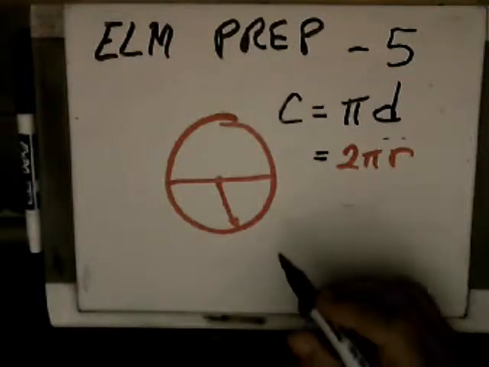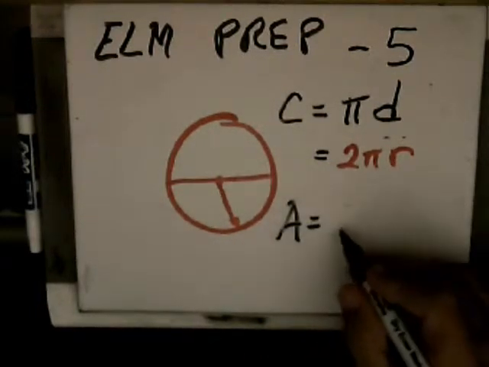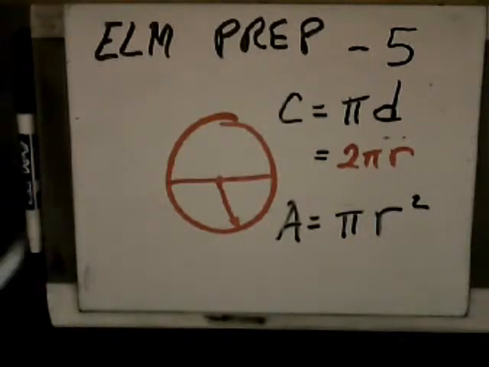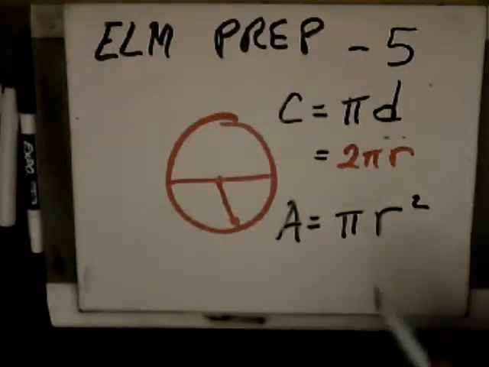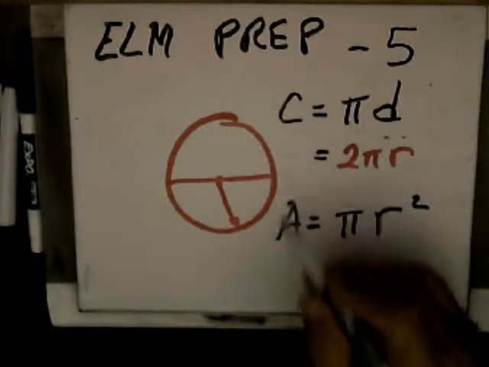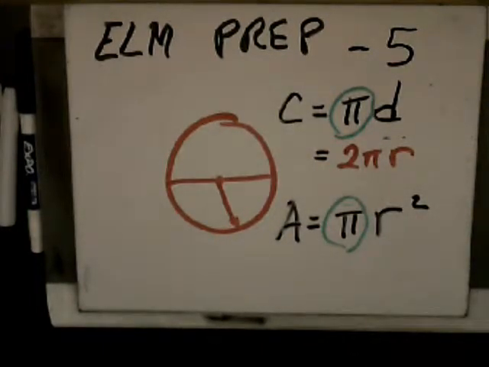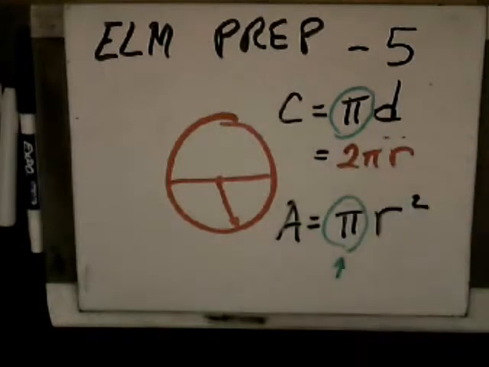Well, what about the area? The area of a circle is equal to pi r squared. And hopefully you notice that whether we're talking about circumference or area, pi is involved. Pi is around, and so are circles, and so we throw a pi into our circle, or circle into our pi, however you want to think about that. But do not lose track of the fact that pi is always there.